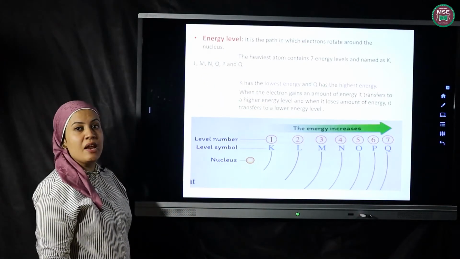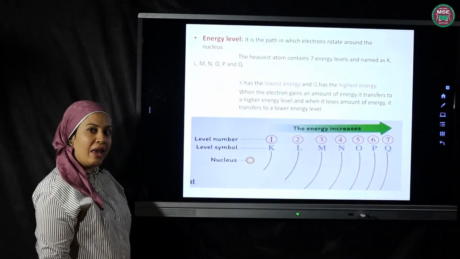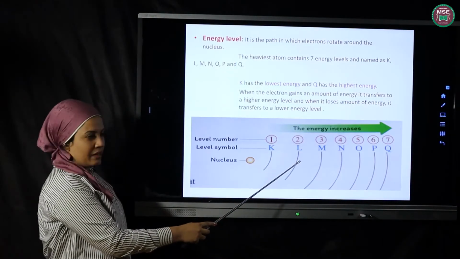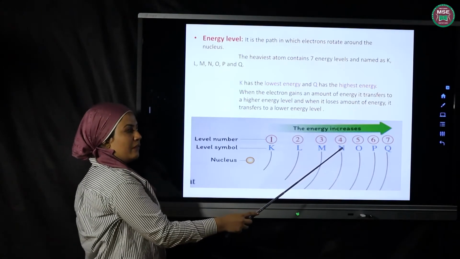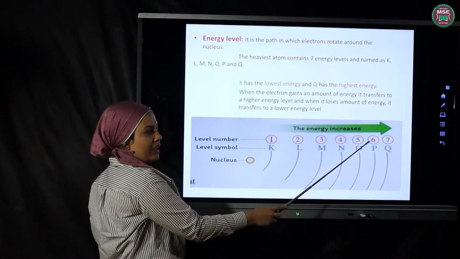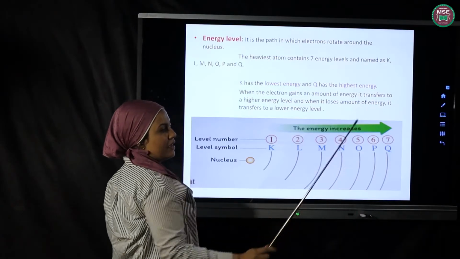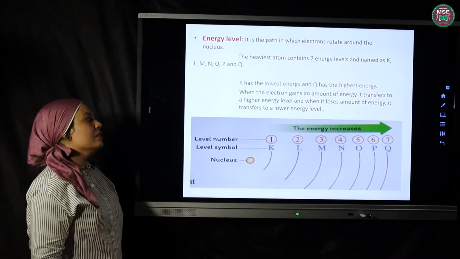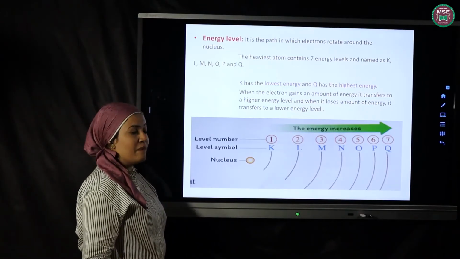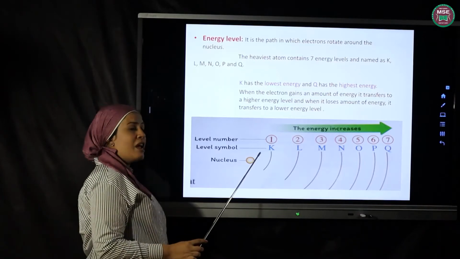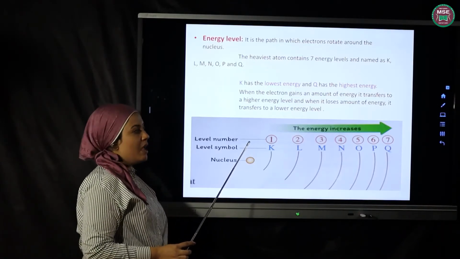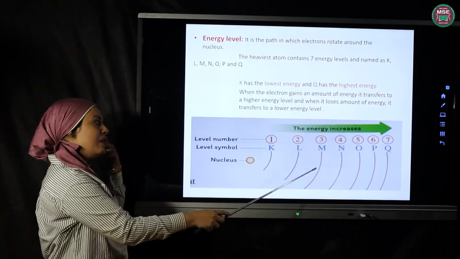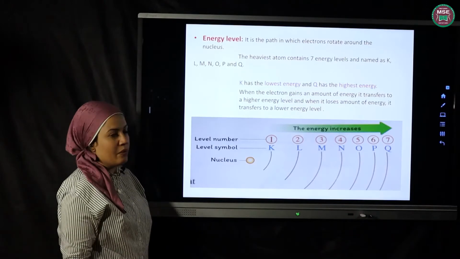And I have 7 energy levels, which start with K and end with Q. K is the first energy level, L the second, M the third, N the fourth, O the fifth, P the sixth, and Q the seventh. So the first energy level is K, and the last energy level is Q. The first energy level has the least energy, and Q has the highest energy. This is my energy level in which the electrons rotate around the nucleus.